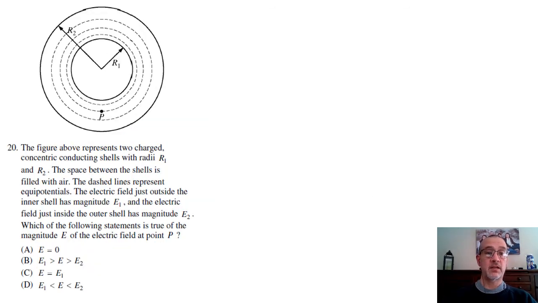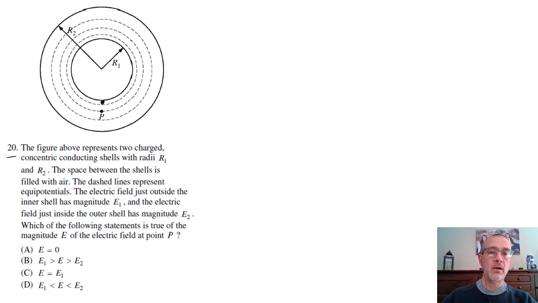All right, this one's a little different. Question number 20. We have two charged concentric conducting shells. So we have conductors here with radii R1 and R2. The space between the shells is filled with air. The dashed lines represent equipotentials, locations of equal potential. The electric field just outside the inner shell has magnitude E1. The electric field just inside the outer shell has a magnitude E2.